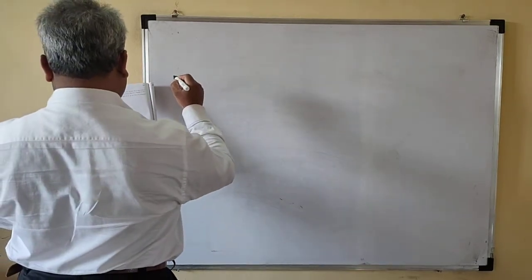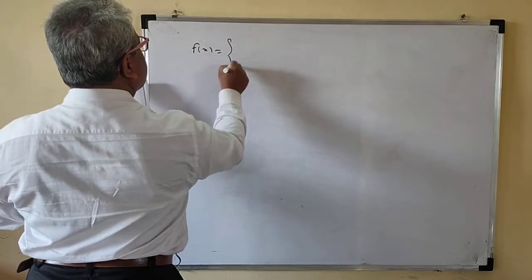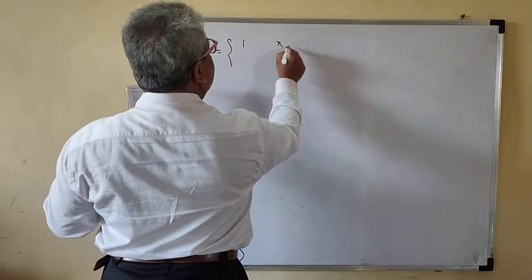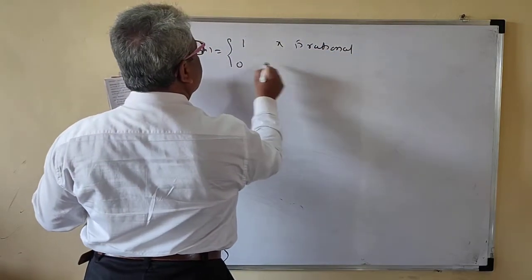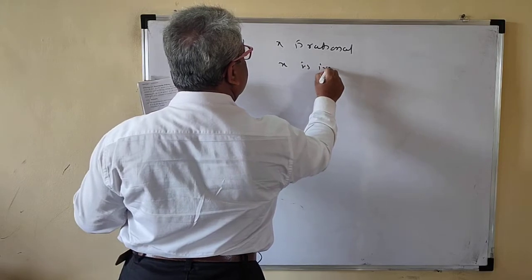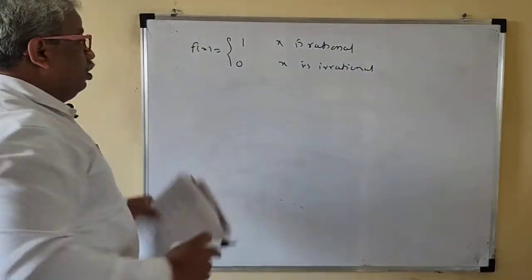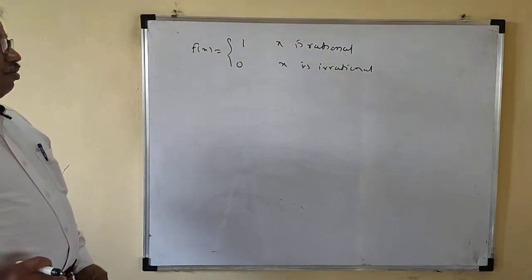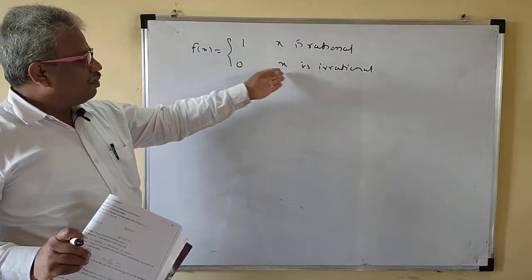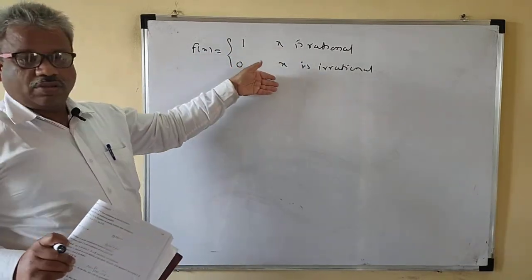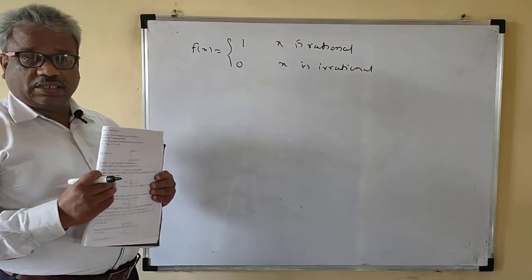Now suppose you have this function f of x is equal to 1 if x is rational, and 0 if x is irrational. If such a type of function is there, then if your x is rational, the function converges to 1. If your x is irrational, then it converges to 0. That means it has two limit points. That means the limit does not exist for any x.